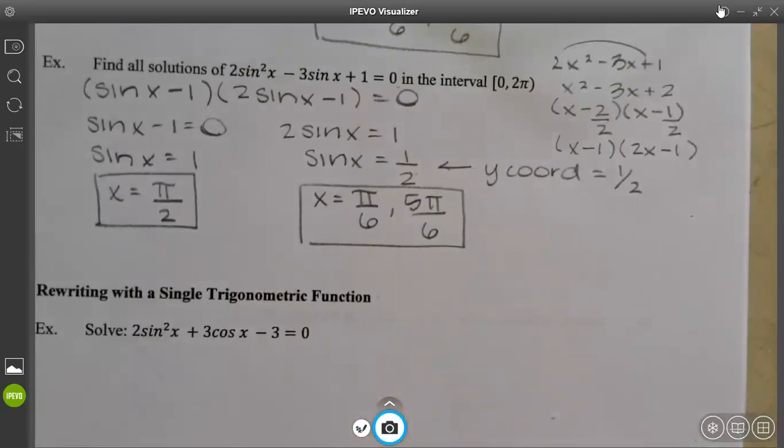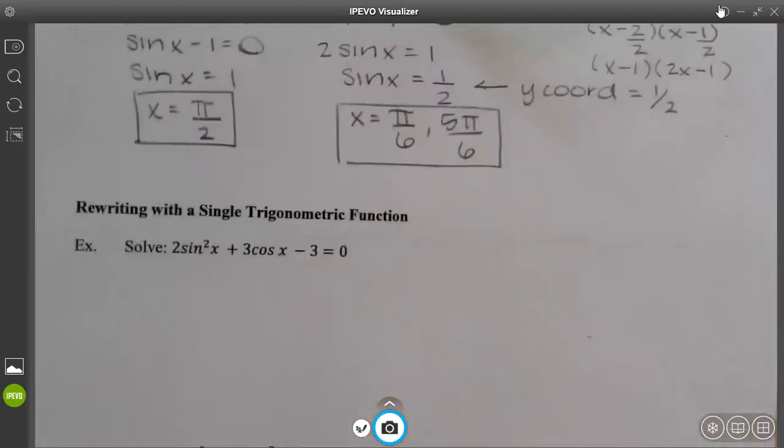Rewriting with a single trig function. What's wrong with these? We have a sine and a cosine, so we need to fix it. The one you can fix is the squared term. Okay. This is where your identities from yesterday come in. I can make this look like cosine.